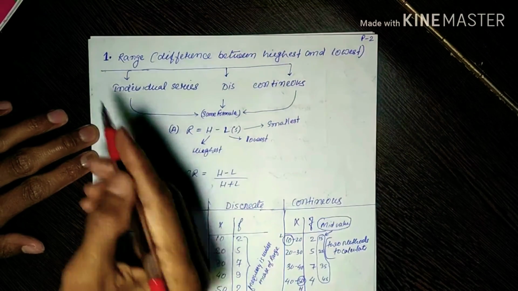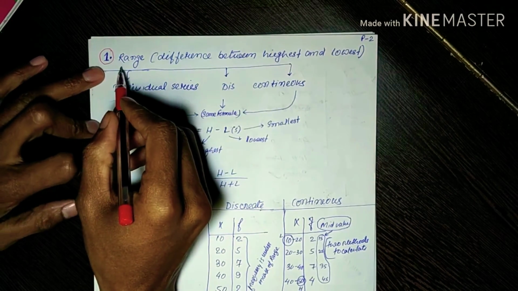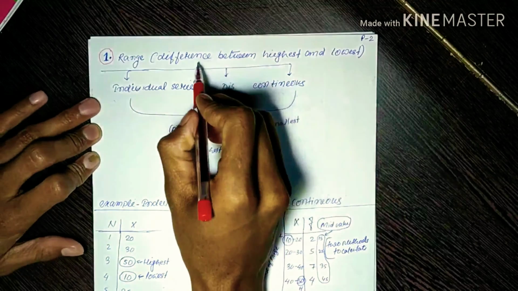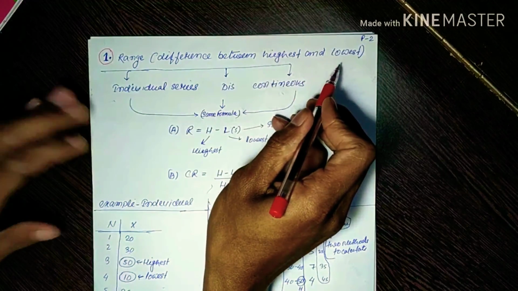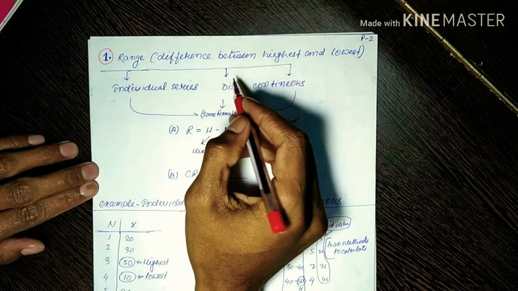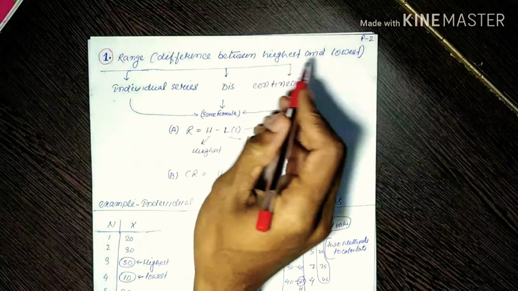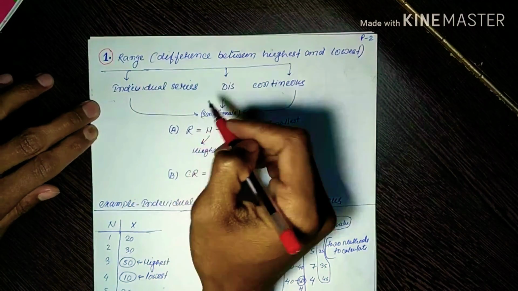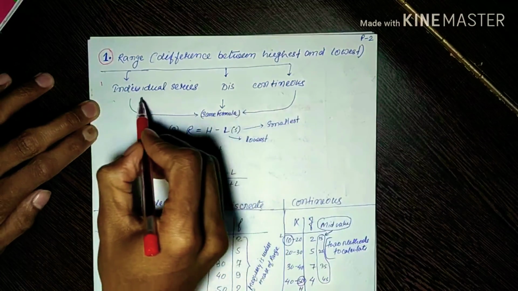Here, first of all, we will find out the range. Range means the difference between the highest and lowest number. I am repeating again: the difference between the highest and lowest number is called range. That means the range of anything is the difference between the highest number and the lowest number of those things. Understand?